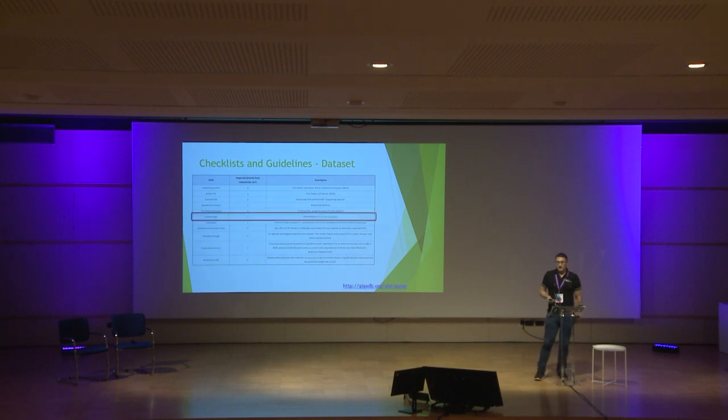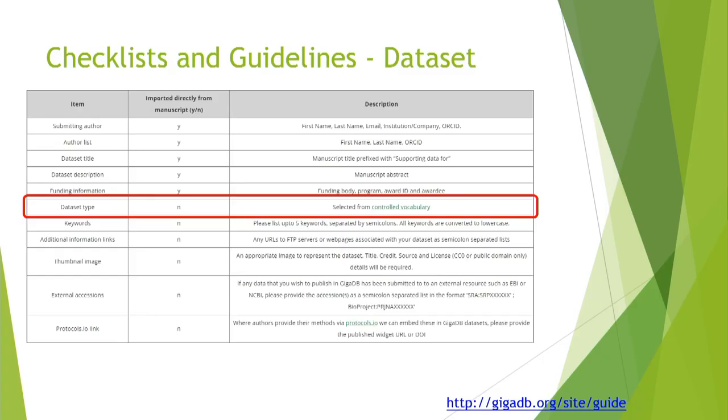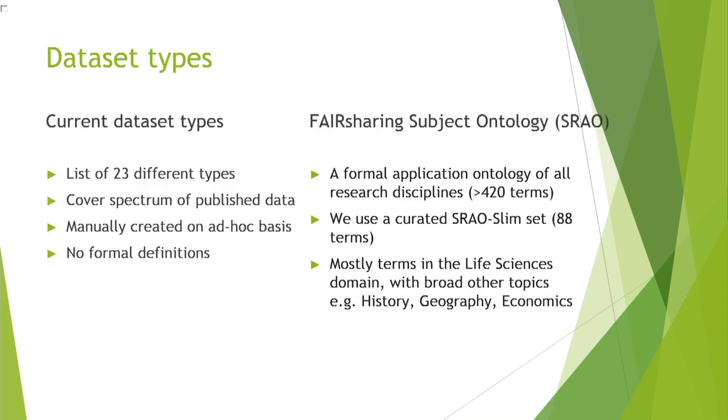And the one that's outlined there is the dataset type. We have a controlled vocabulary of those at the moment, which is only about 15, 16 different terms, something like that, which has basically been built up over the years of just, well, that'd be a good term to add for this one. So we've done it ad hoc. And what we want to do, oh, it's 23 different terms.